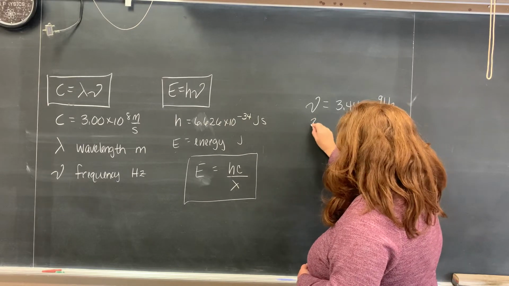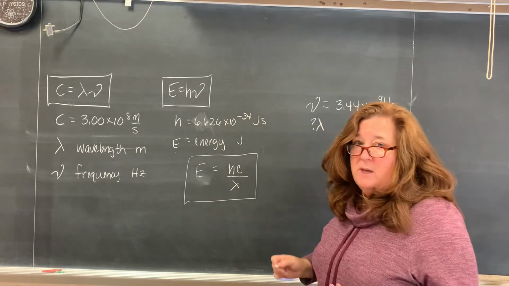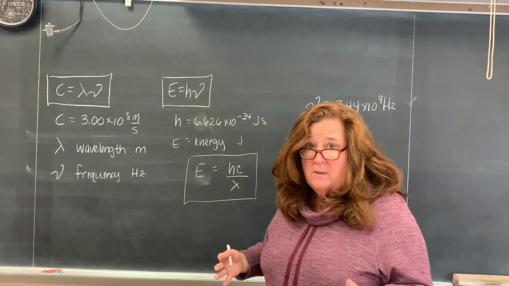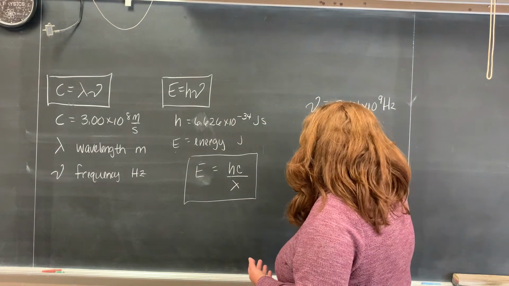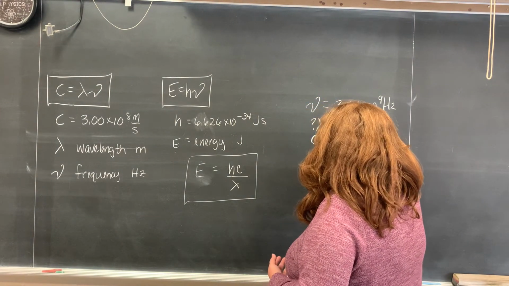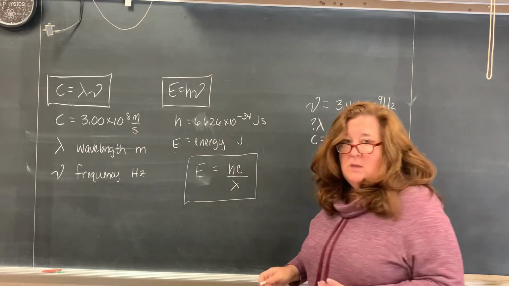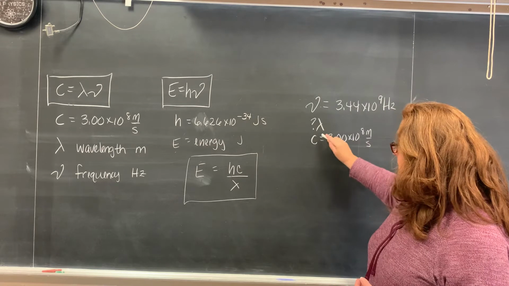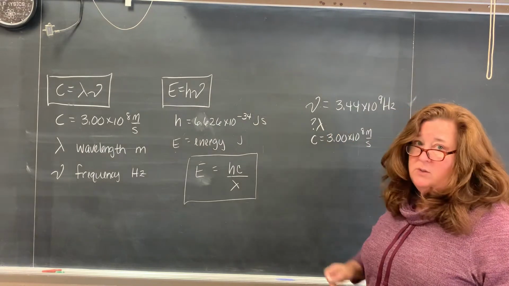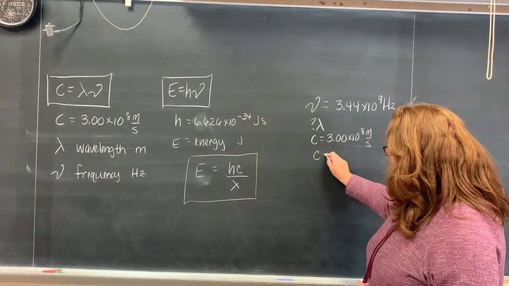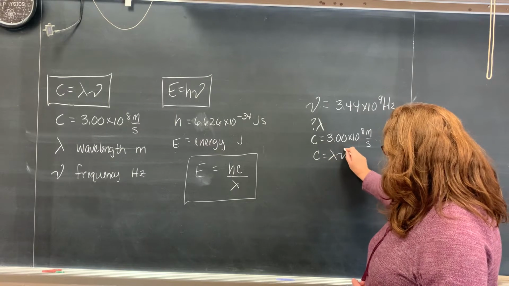And they want to know what the wavelength is. And that's all the information that they give you. And this is where you have to remember that the speed of light is a constant, 3 × 10⁸ meters per second. And so you have these two variables, and you're looking for that one. So that means you're going to use the first equation. The speed of light is equal to the product of the wavelength and the frequency.